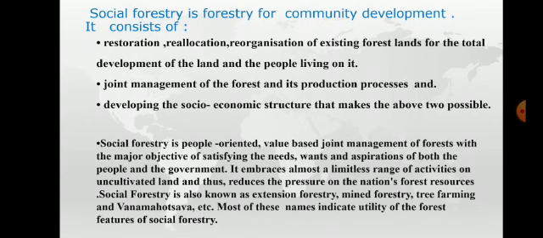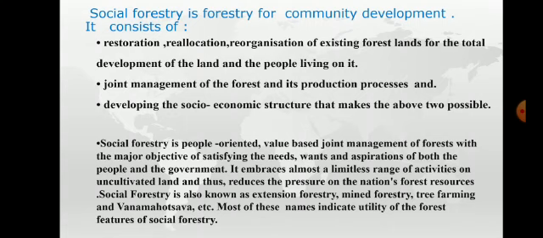It embraces almost a limitless range of activities on uncultivated land, or barren or wasteland, and thus reduces the pressure on the nation's forest resources. So people can decrease the destruction of the nation's forest resources if they plant trees on the wastelands.